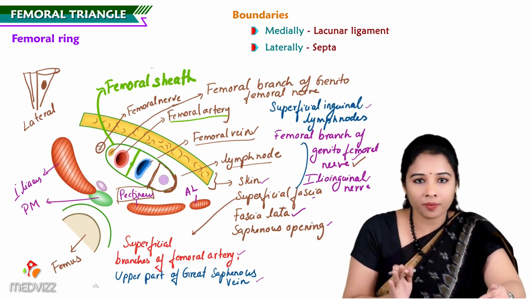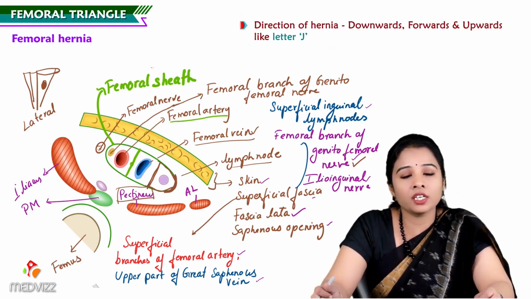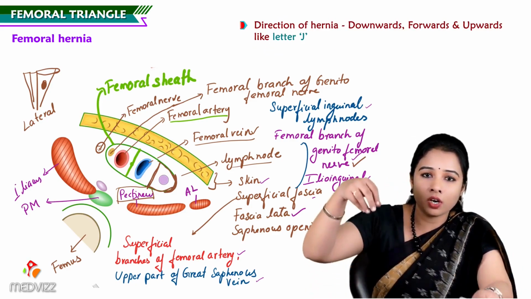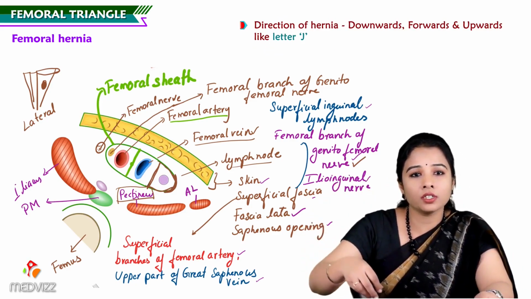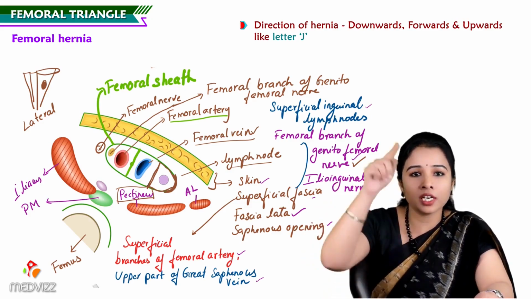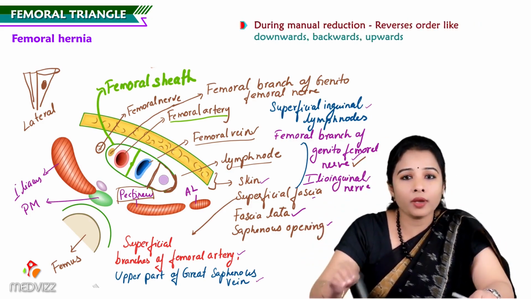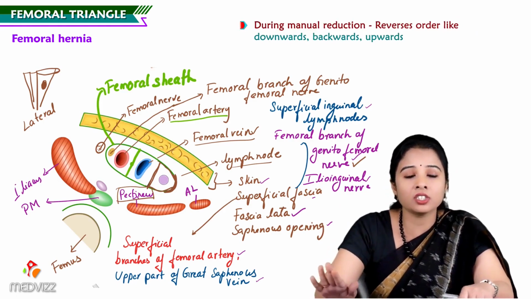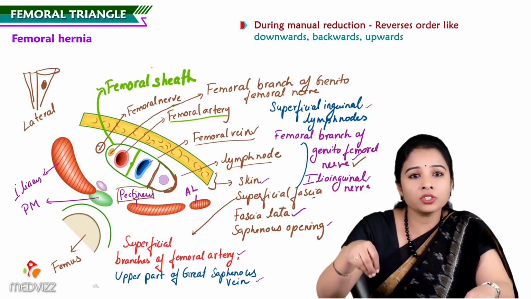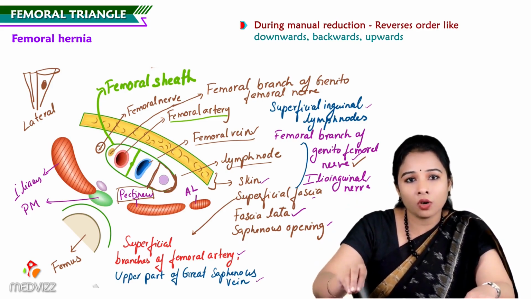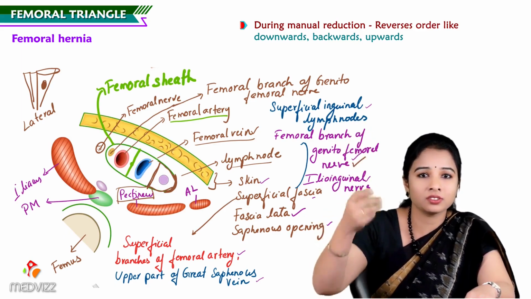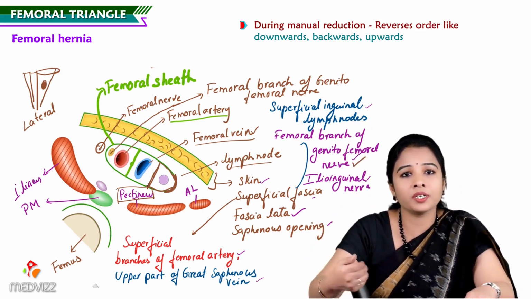The direction of the hernia is downwards, forwards and upwards. So the hernia will protrude downwards, then go forwards and again upwards, like the letter J. And during manual reduction of the femoral hernia, the surgeon reverses the order. It pushes downwards, then goes backwards and upwards. So it is the reverse of the movement down.